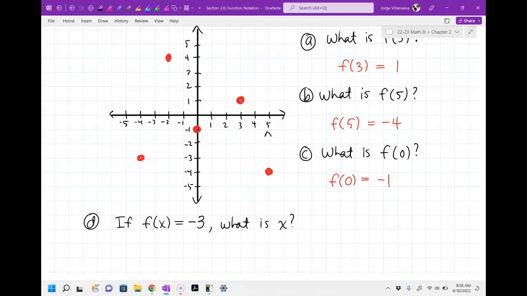So what point has a -3 for y? What quadrant is it in? Well, you gave me the actual point. AJ gave me this point right here. -4, -3. Notice the y value is -3, right? And that's what they're saying. If f of x is -3, in other words, if your y value is -3, okay, what is x? So x would be -4.